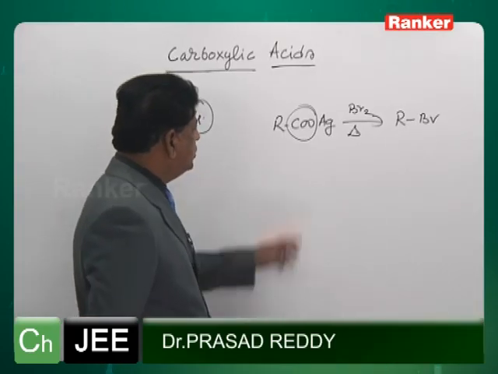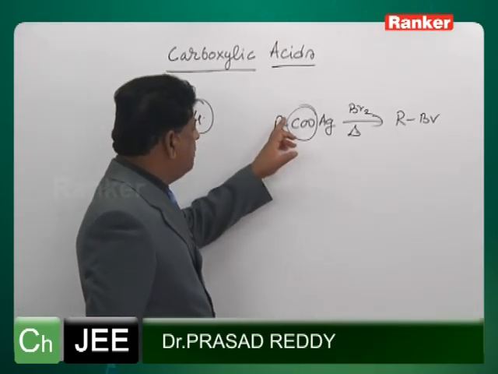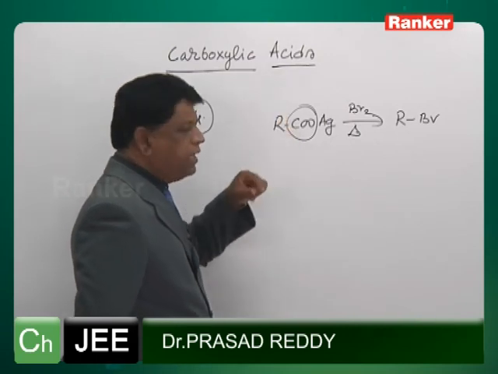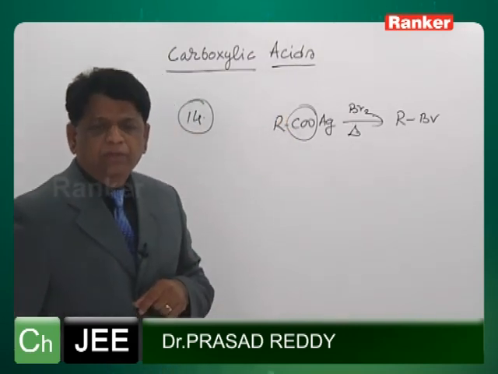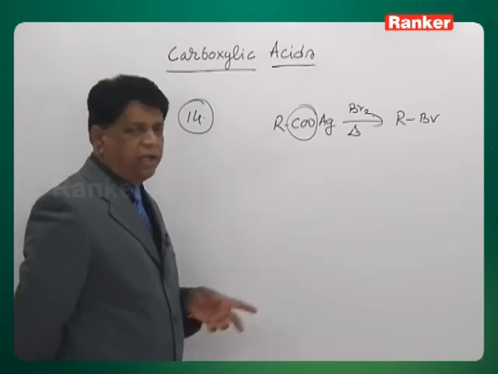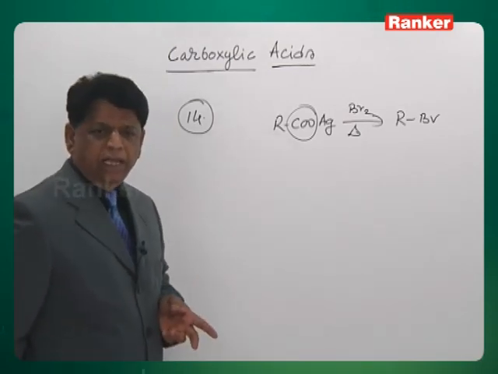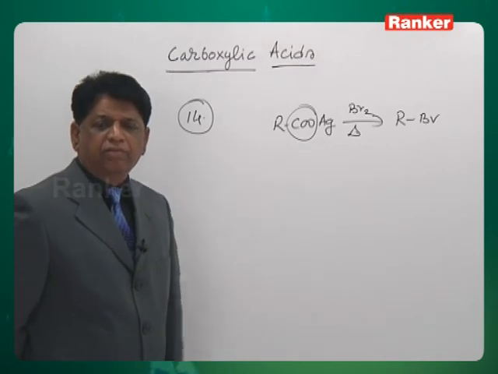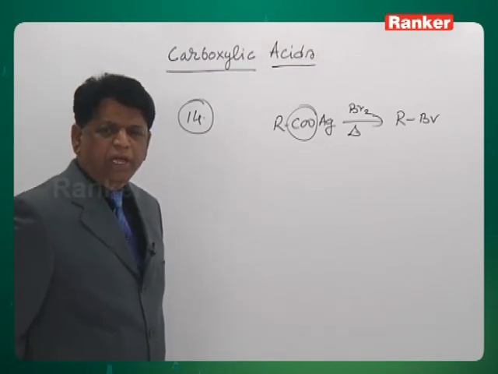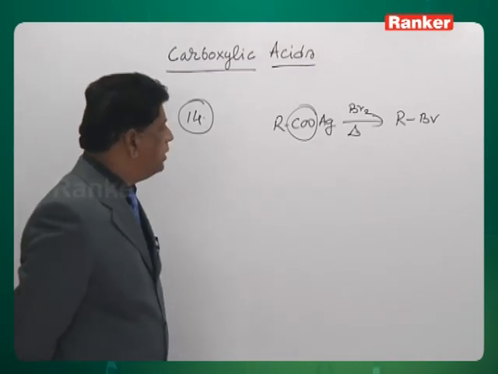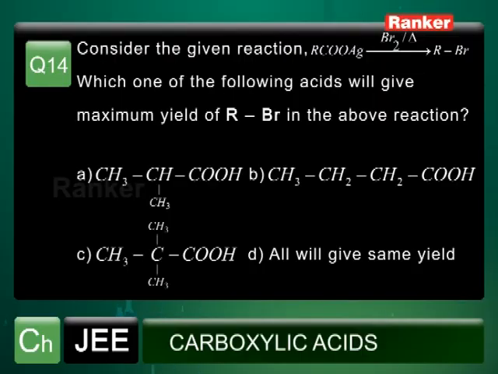The process goes through carbanion formation actually, as the mechanism. Through the carbanion, primary compounds will bear the carbanion easily, while for tertiary, carbanion formation will be difficult. So, therefore, primary carboxylic acids undergo the decarboxylation reaction fast. So, the first one is a secondary carboxylic acid, option B is a primary carboxylic acid, C is a tertiary carboxylic acid. That all give the same yield is wrong. So, B is the right answer.